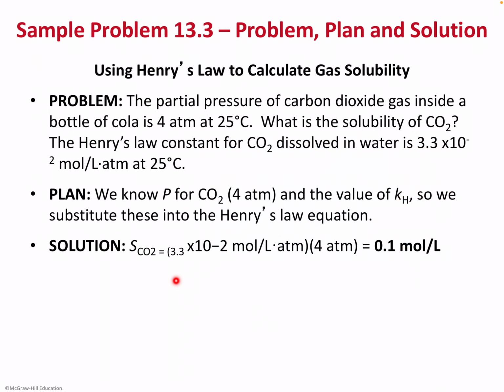Pretty easy. So solubility of carbon dioxide is the Henry's law constant, 3.3 times 10 to the negative 2 with the units, times the partial pressure, 4. So atm cancels, and the solubility is 0.1 moles per liter. You multiply these two numbers. Quite straightforward, right?